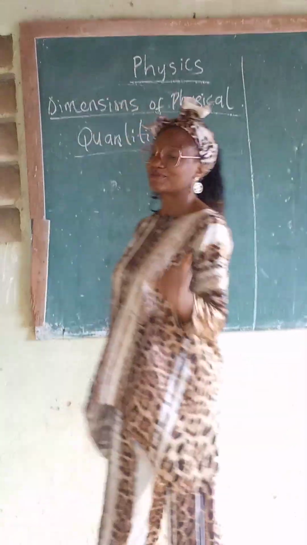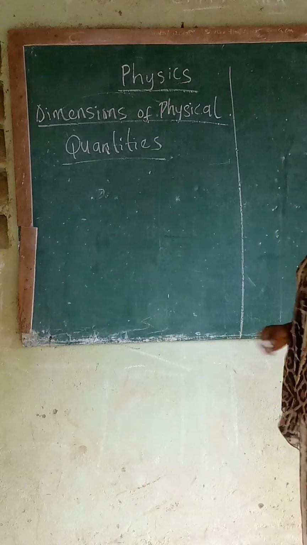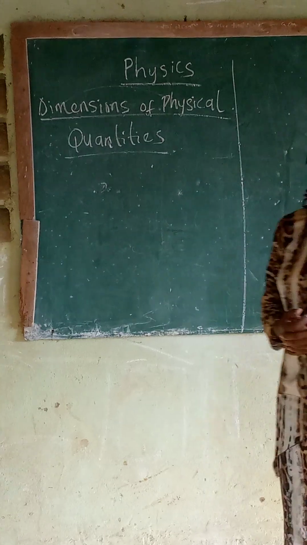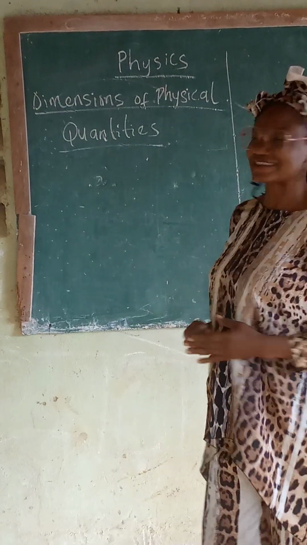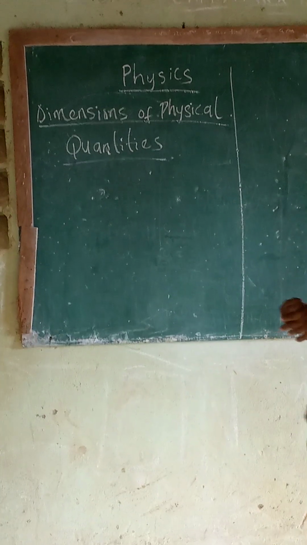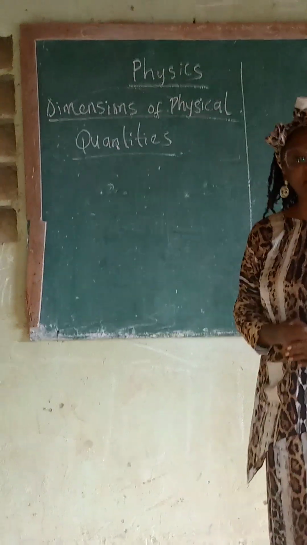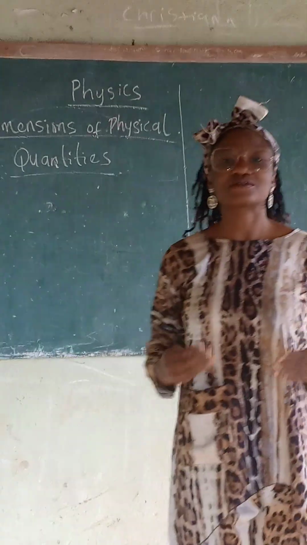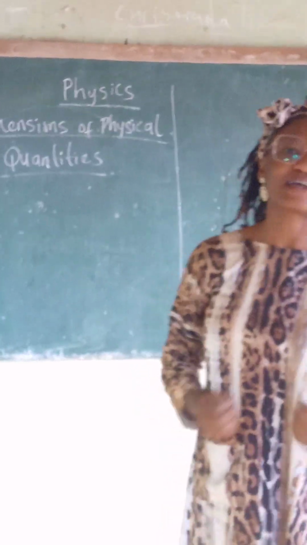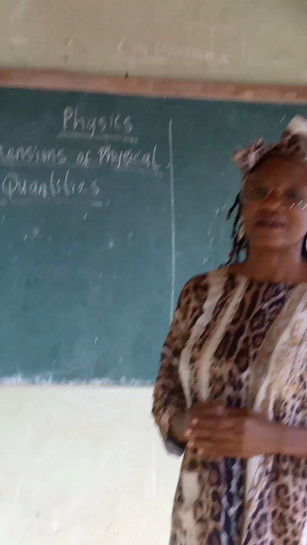Today we are going to be talking about dimensions of physical quantities. What is the dimension of a physical quantity? It's simply the way it is related to mass, length, and time. Okay?